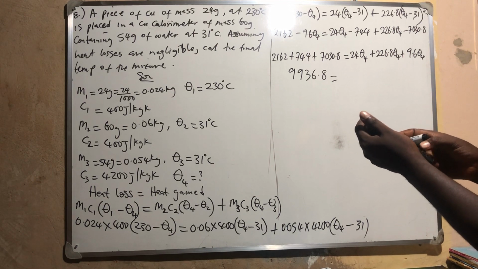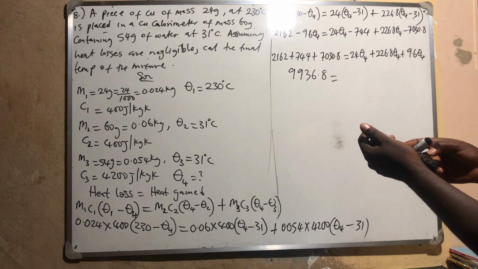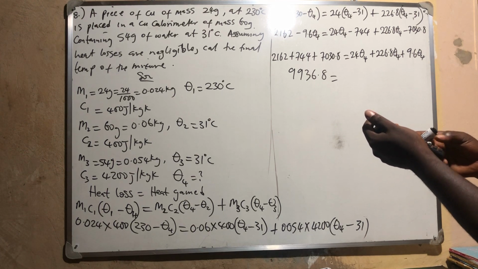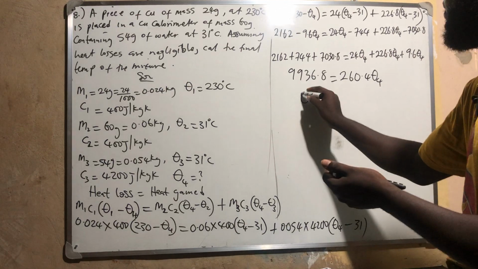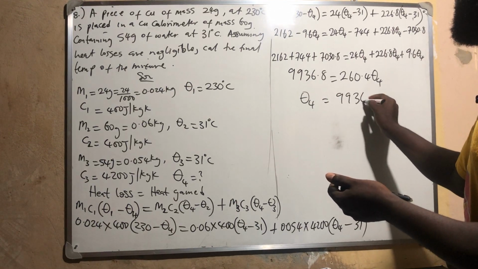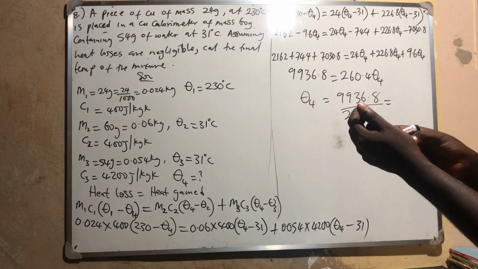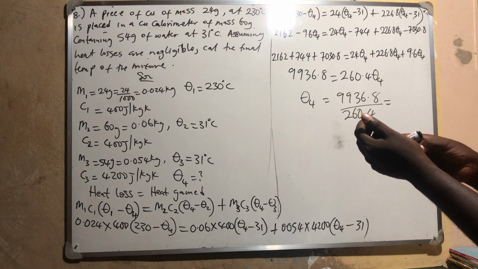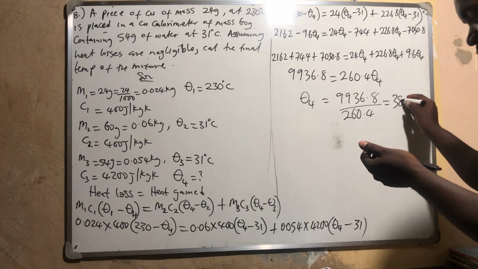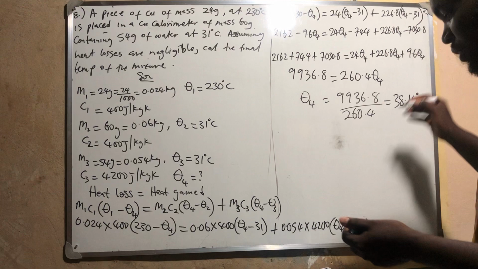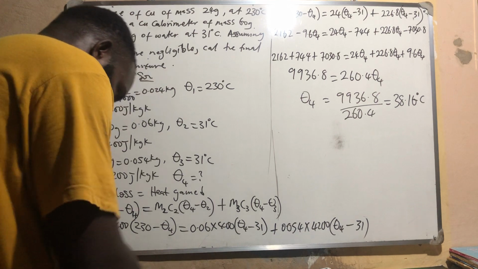226.8 plus 24 plus 9.6. I have 260.4 theta 4. So my theta 4 will now be 9936.8 divided by 260.4. So you now have 9936.8 divided by my last answer. So I have 38.16 degrees Celsius. So that is my answer. 38.16 degrees Celsius.